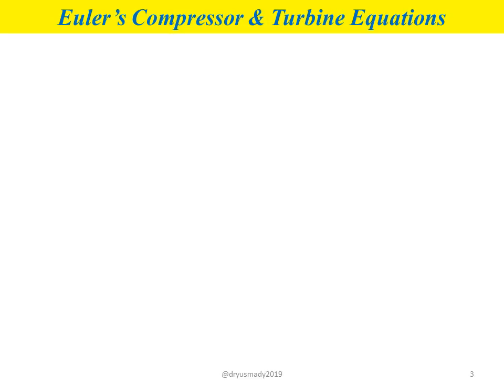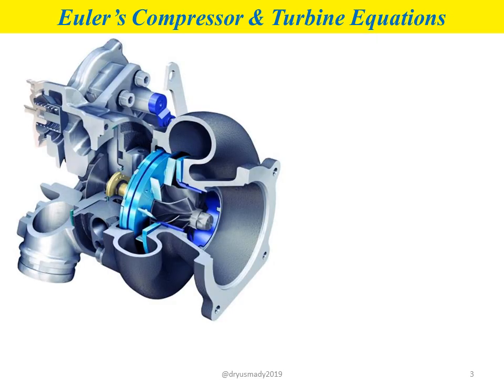Now, about Euler's equation for the compressor and for the turbine. Before we derive the equation for the compressor and turbine, it is important to look at the physical condition of a turbomachinery. This figure is a turbomachine that we call a radial flow compressor.